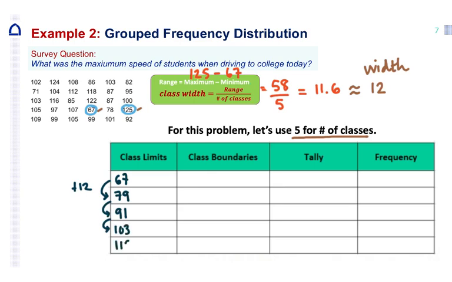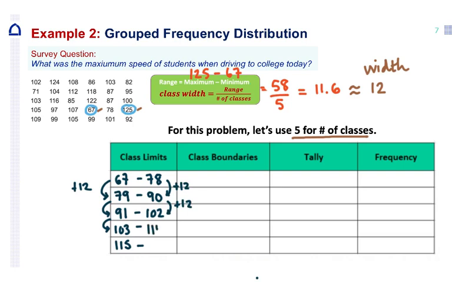This will be 115. Now, how do we decide the upper limits? Well, remember the other rule, we should not have gaps. So if the second row starts at 79, the first row should end at 78. If the third row starts at 91, the second row should end at 90. And so on. Since the fourth row is starting at 103, the third row should end at 102. And if you'll notice, each of these we are adding 12. Remember, the class width is consistent.